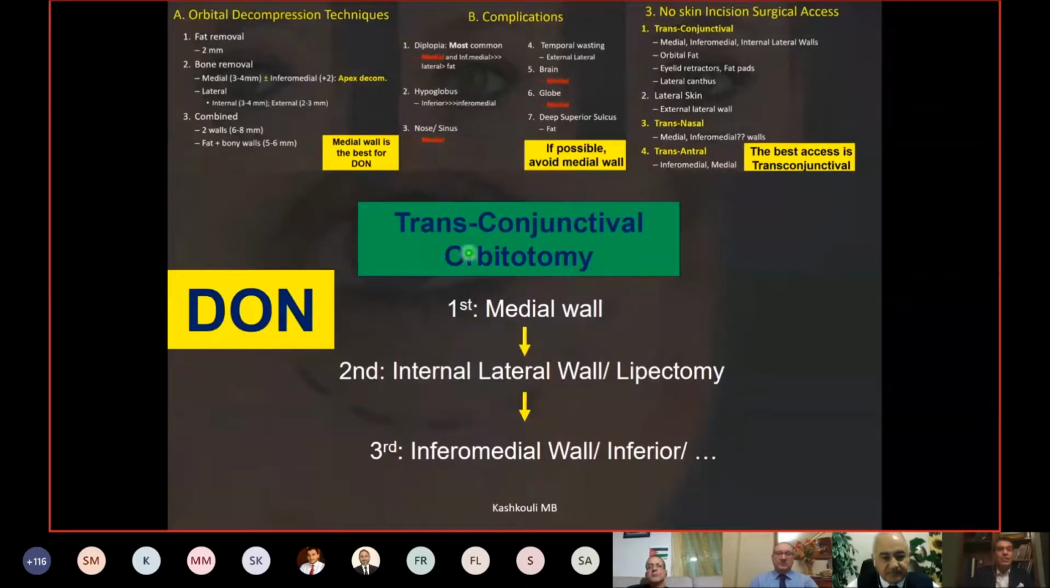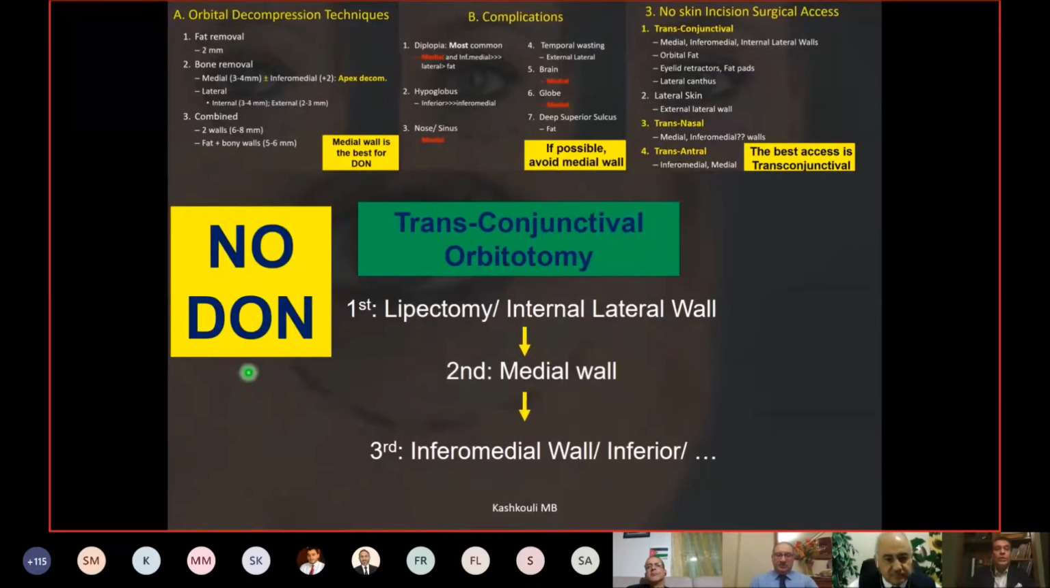Our preferred one, based on these three pieces of information, in any case of DON, we go transconjunctival orbitotomy, we go medial wall. If the proptosis is big enough and we need more wall, at the same time, same incision, no extra incision, no skin incision, we go internal lateral wall as well as infratemporal fat decompression. Very, very occasionally with huge proptosis of more than 28, sometimes 30, we need to remove the inframedial wall as well. But nowadays we are not touching the inferior wall.